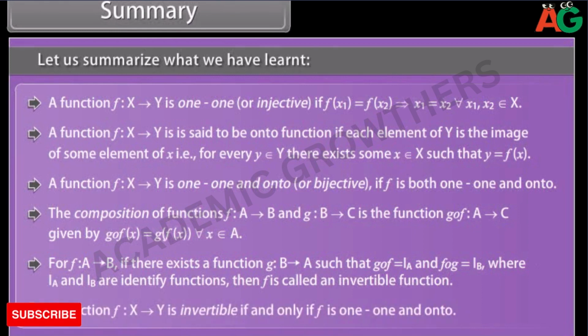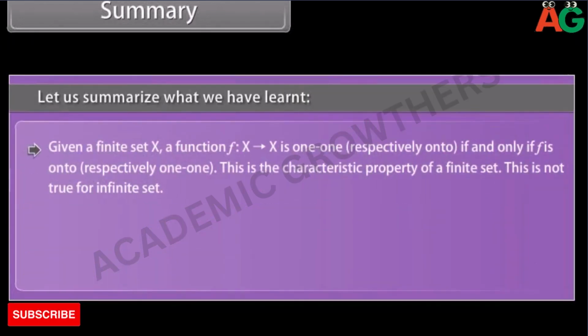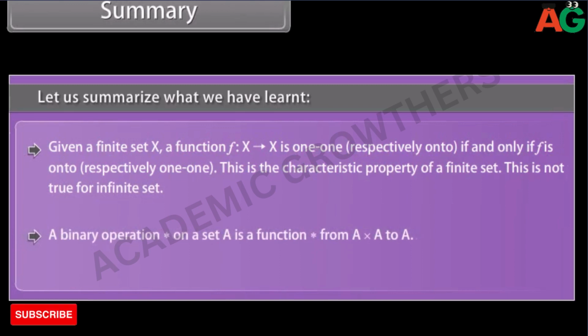A function f from X to Y is invertible if and only if f is one-one and onto. Given a finite set X, a function f from X to X is one-one respectively onto if and only if f is onto respectively one-one. This is the characteristic property of a finite set. This is not true for infinite set. A binary operation star on a set A is a function star from A cross A to A.